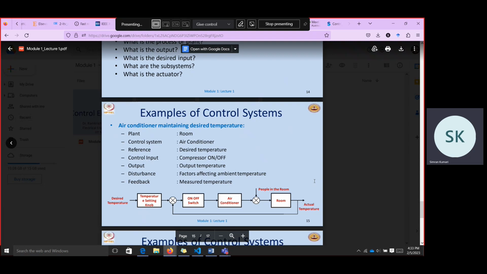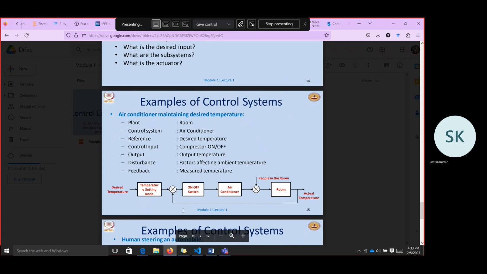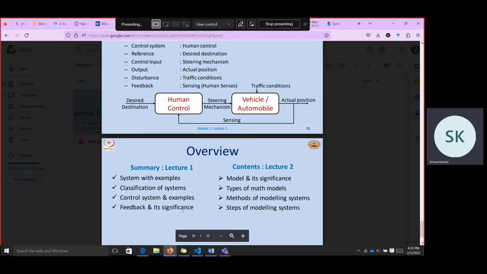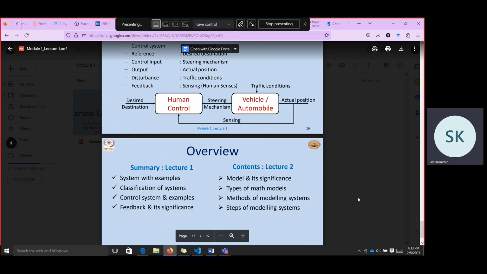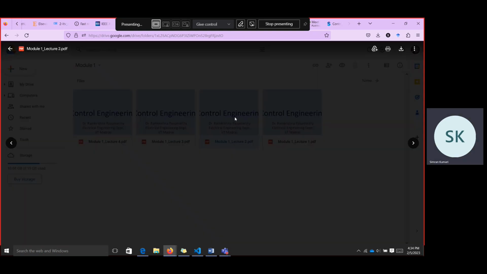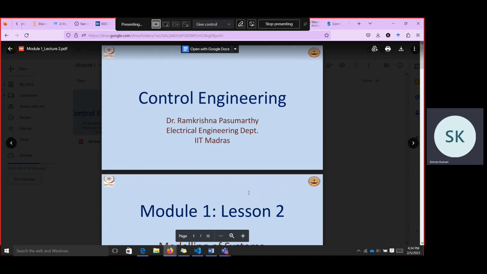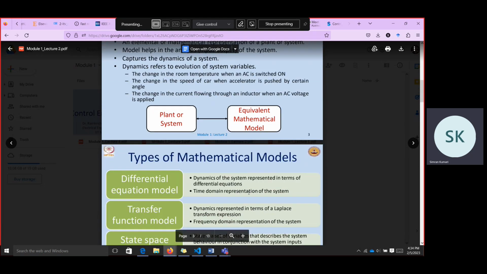And we have seen the various signals like output, disturbance, feedback, all those for different types. So these are the things that were discussed in the first lecture. And then once the overview was given, that this is the overview of what the control system is, it was started with modeling of the system. So in lecture 2, there were different steps of modeling, like what has to be considered when modeling the system.